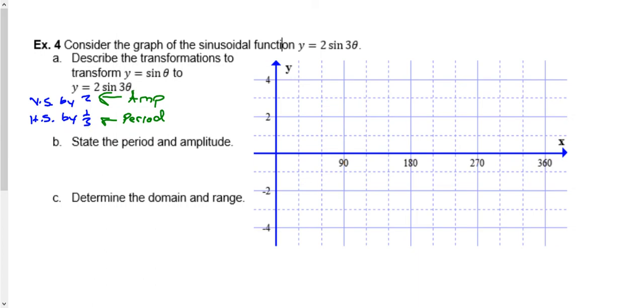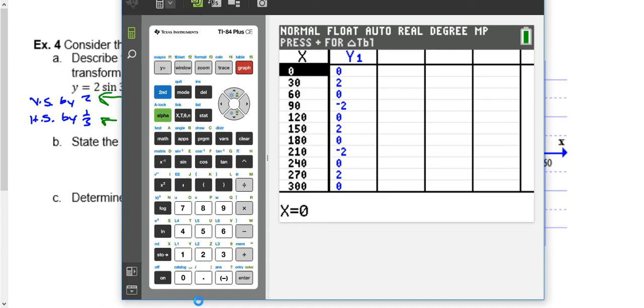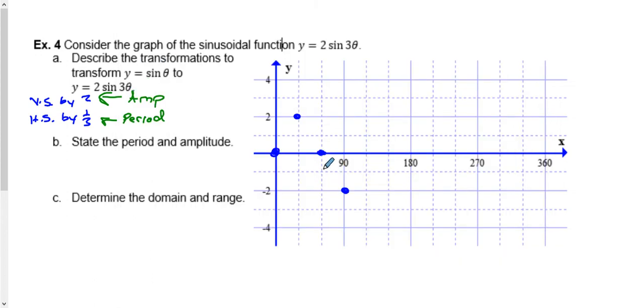So let's jot down a few of these coordinates. So at 0, we're at 0. At 30, we were at 2. 60, we were at 0. And at 90, we're at -2. That pattern is just going to continue if you take a look. So 0, 2, 0, -2, 0, 2, 0, -2. So that pattern is just going to cycle through and repeat itself.